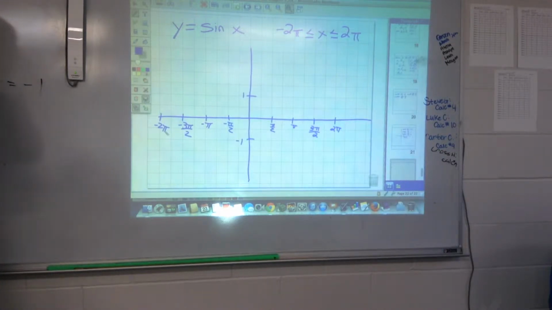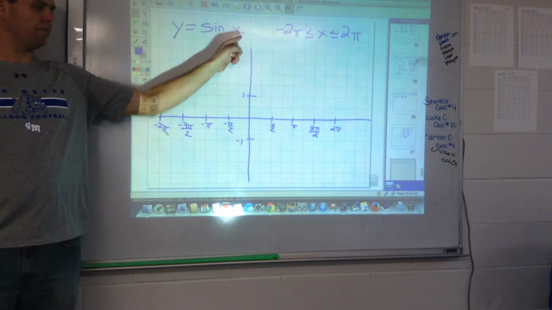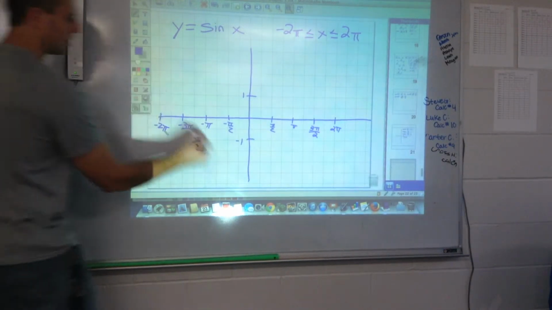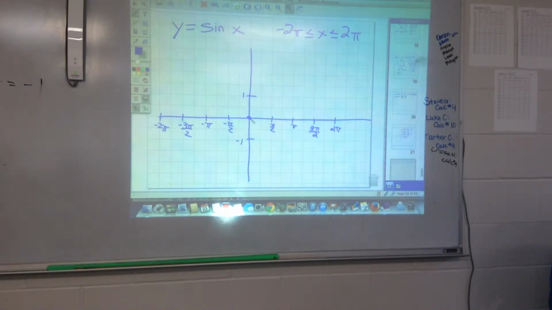So I don't want you to have to memorize these. You might get them memorized because you'll do them enough, but it's really helpful to just know your trig values. If I plug in a 0 for x, what do I get for y? What's the sine of 0? 0. So if I plug in a 0 for x, I got a 0 for y. So there it is, right there at the origin, 0, 0.